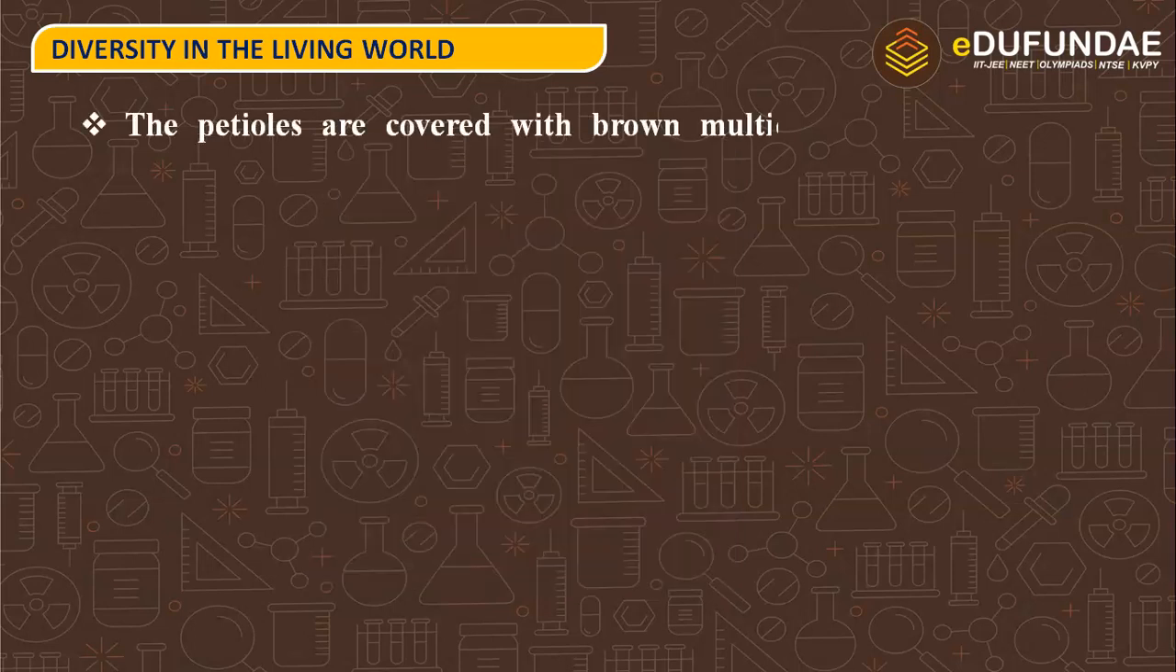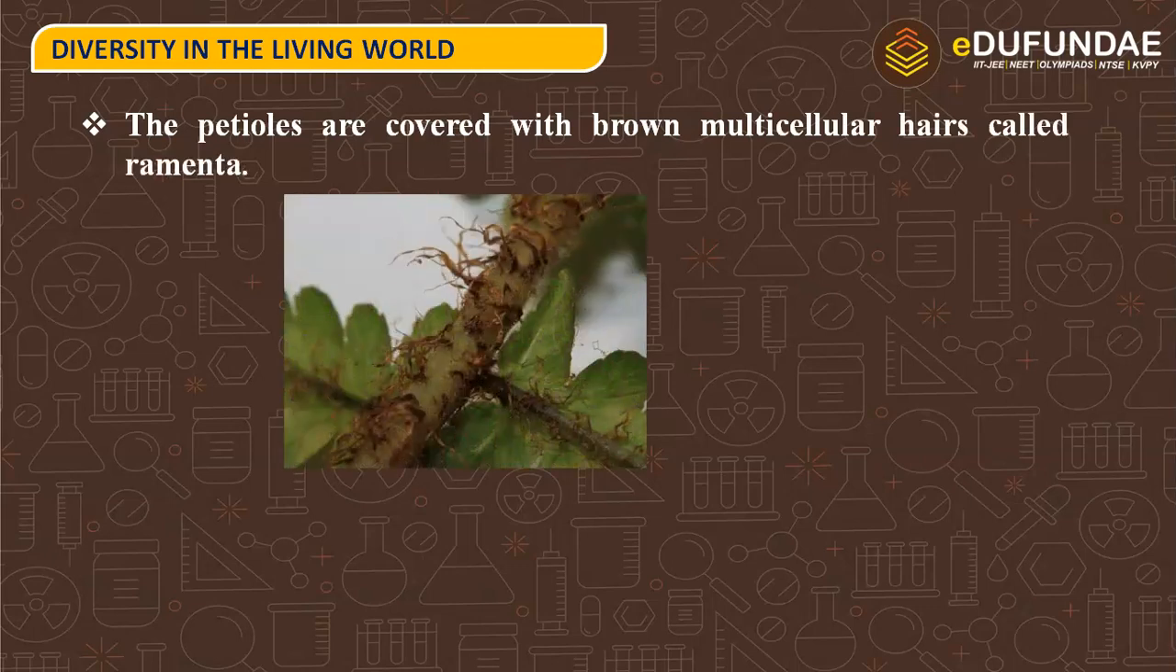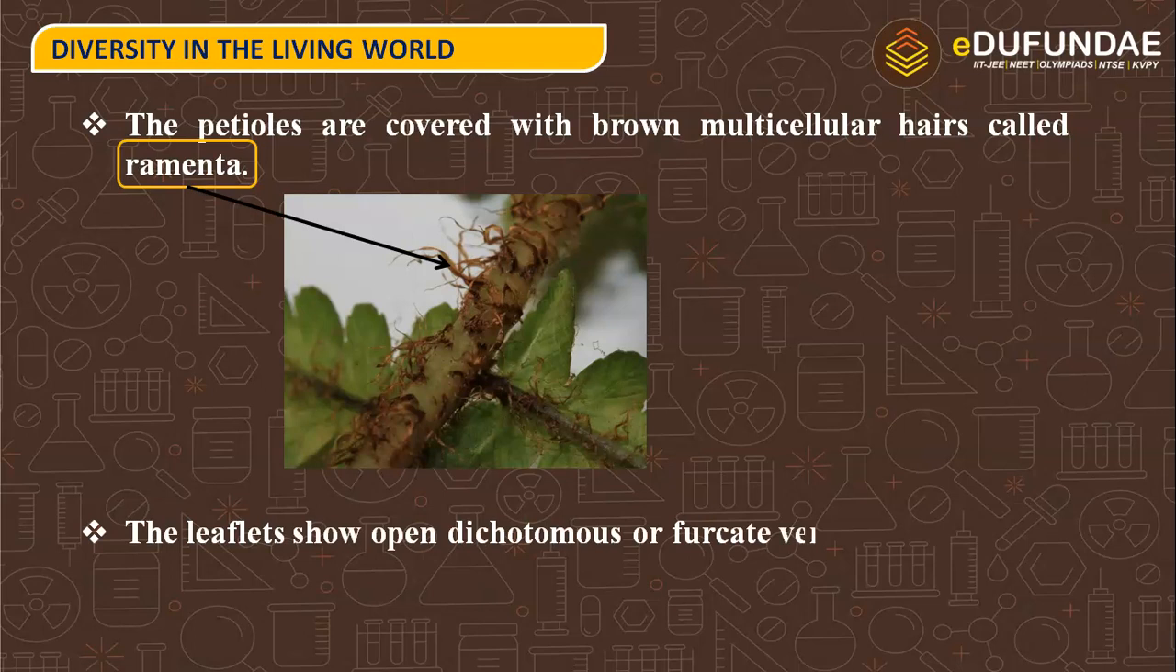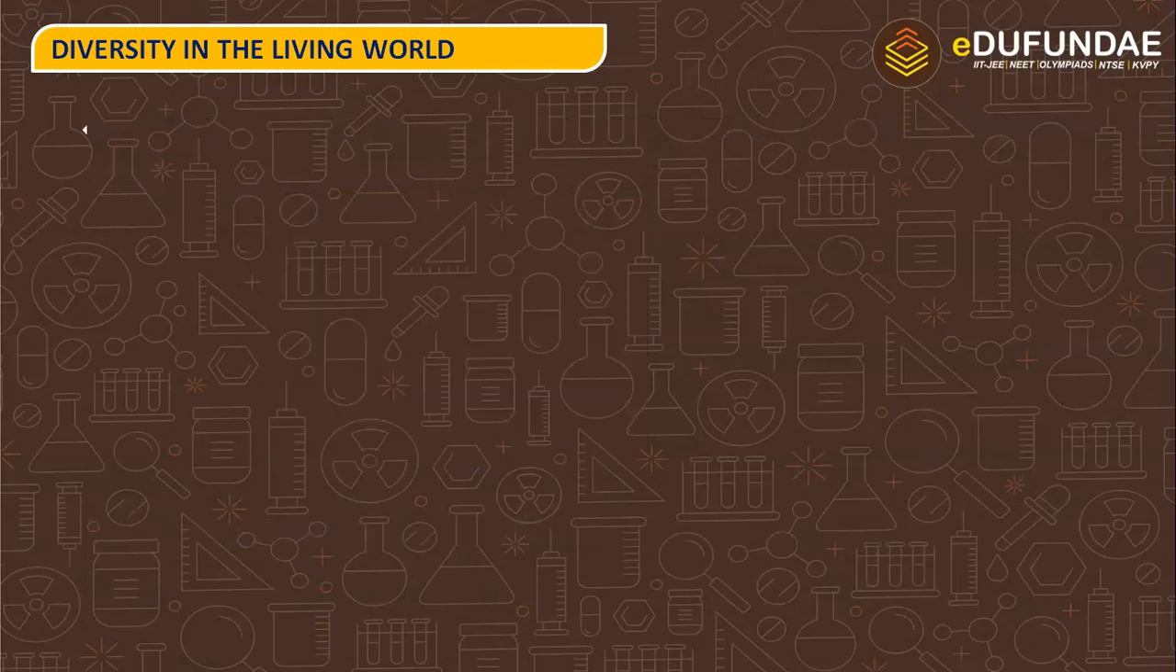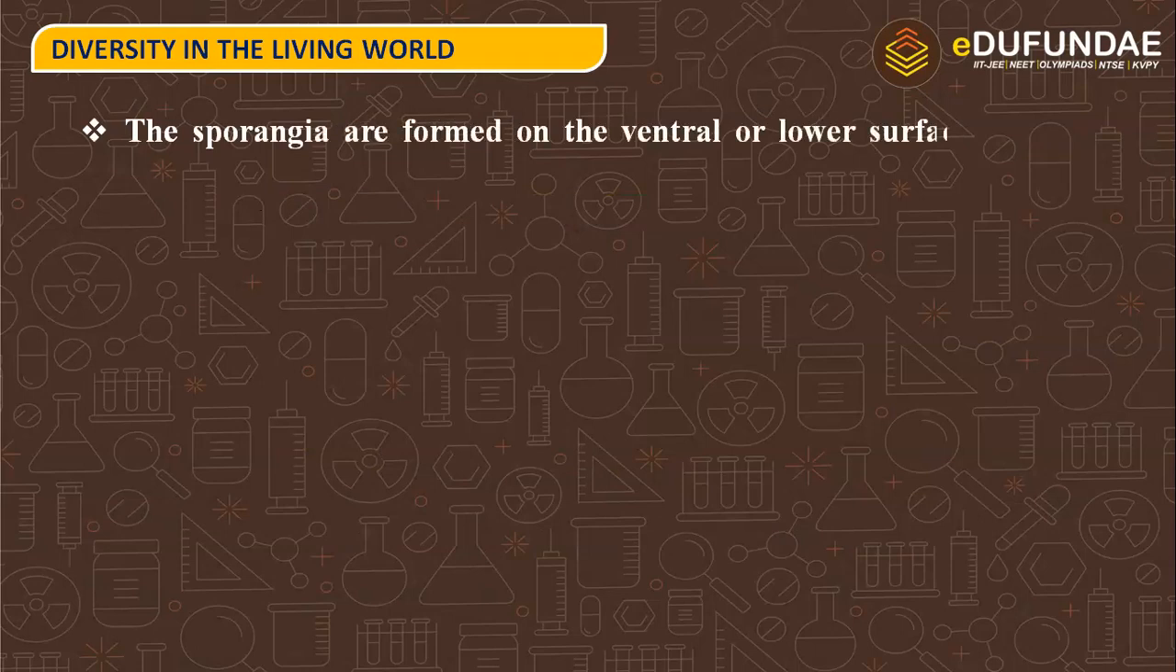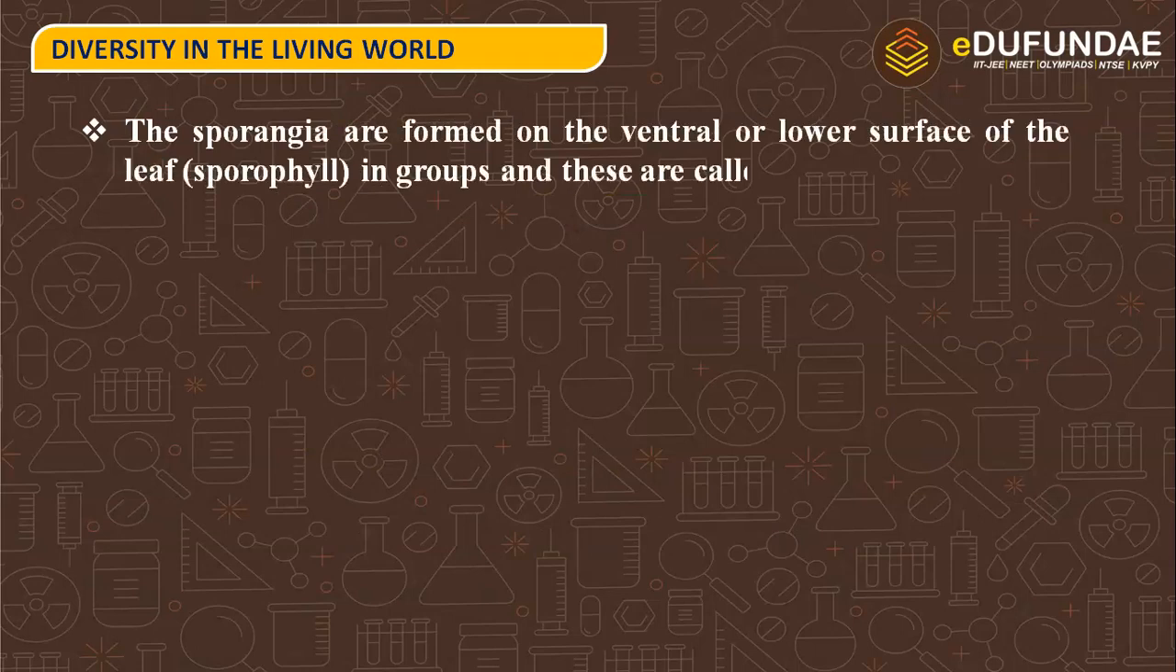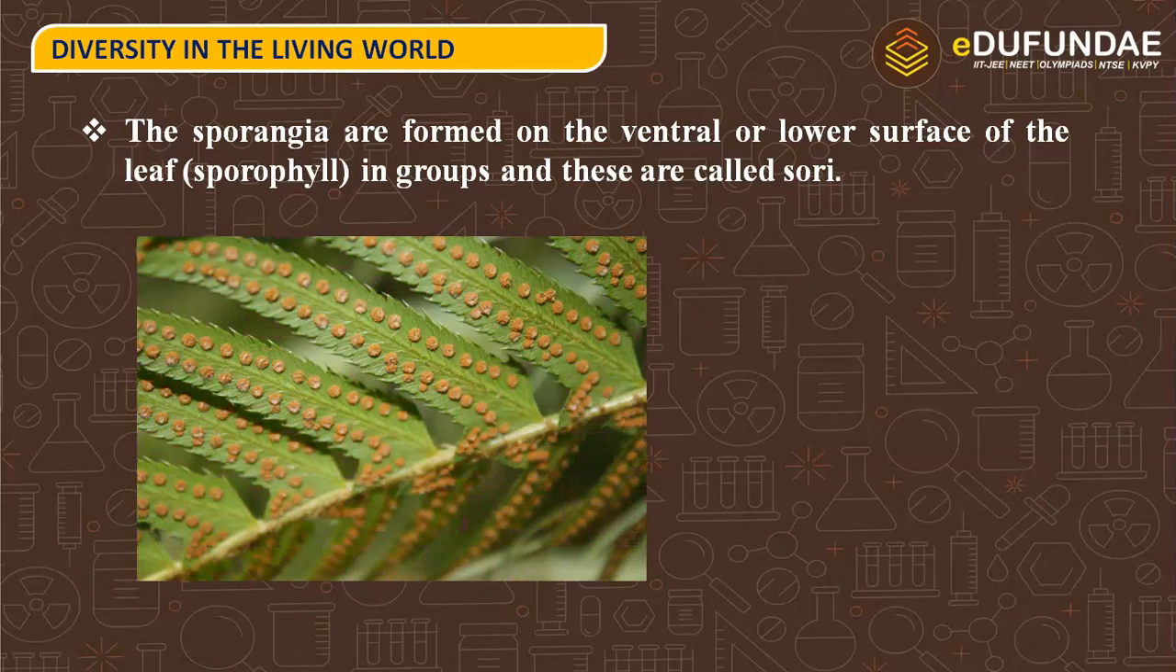The petioles are covered with brown multicellular hairs called ramenta. So you can clearly see that brown small hair-like structures are there, and they are called ramenta. The leaflets show open dichotomous or furcate venation. The sporangia are formed on the ventral or lower surface of the leaf, that is the sporophyll, in groups, and these are called sori. So these are the structures.